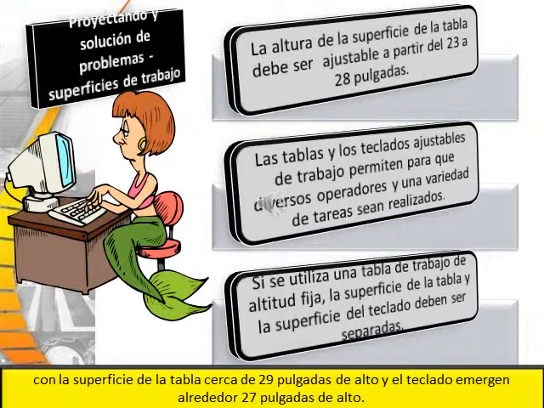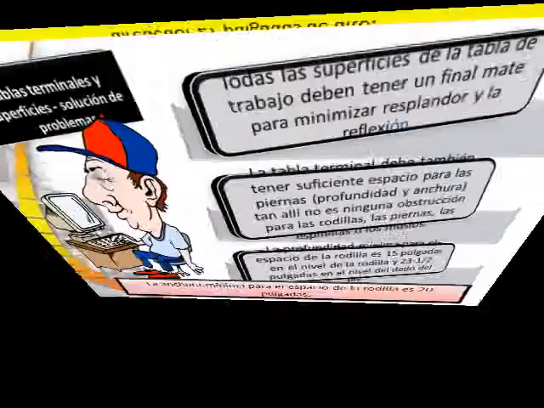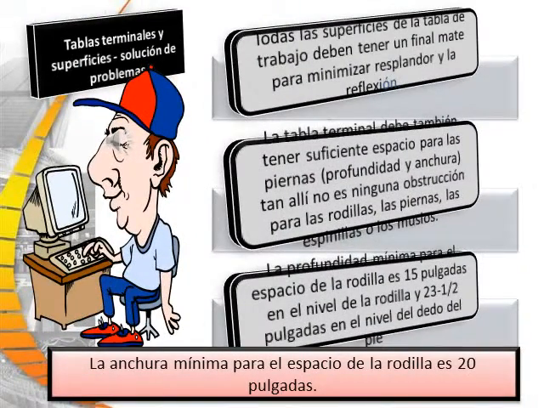If a fixed height work table is used, the table surface and keyboard should be separate. If the table surface is about 29 inches high, the keyboard surface should be about 27 inches high. The terminal table should have sufficient leg room so there are no obstructions for the knees, legs, shins or thighs. The minimum depth for knee space is 15 inches at knee level and 23.5 inches at toe level. The minimum width for knee space is 20 inches.